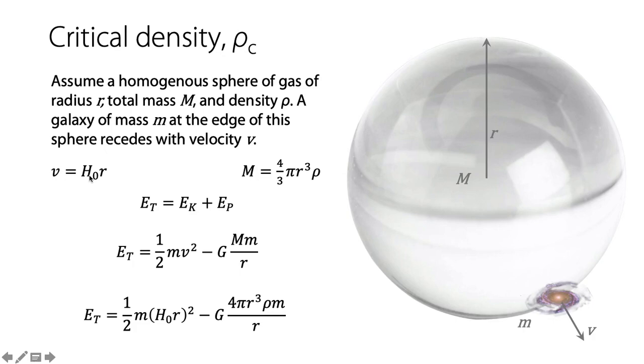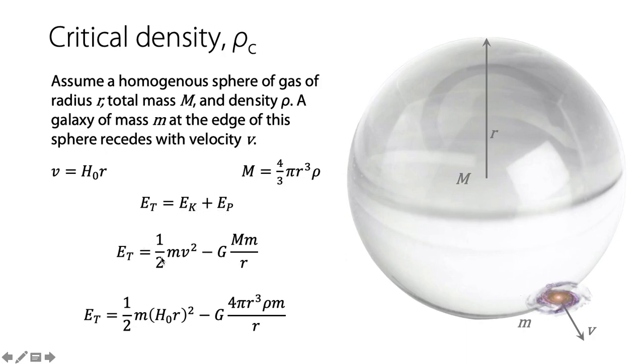It will have a velocity given by Hubble's constant. And the mass of the gravity that's holding that galaxy back is all the mass within that sphere, which is the volume of the sphere, 4/3 pi r cubed, multiplied by the density factor. The sphere will have energy, it will have kinetic energy and potential energy.